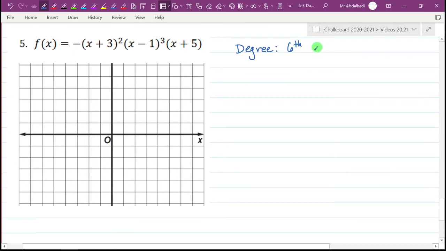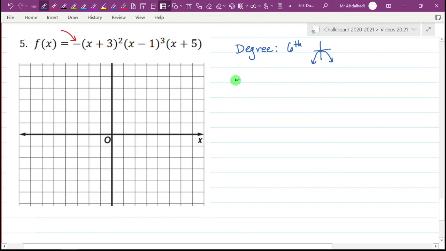So that's an even degree, meaning it's supposed to be a Rocky. However, there's a negative here. See this negative right here? So it's actually not an upwards Rocky, it's a downwards Rocky. It's a downwards even powered function like that, okay, because it's negative. So there's your end behavior and there's your degree.